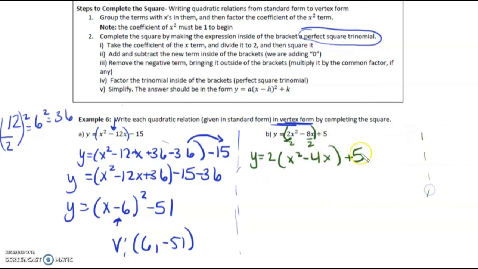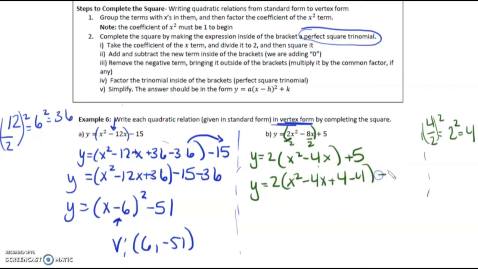Okay, so now we go to the side of our paper, we write our new x term, and we divide it by 2. So 4 divided by 2 is 2, and then we square it, which gives us 4. Okay, so inside of the bracket, we're going to add 0. So we're going to add 4 and subtract 4. And then 5 just comes down.